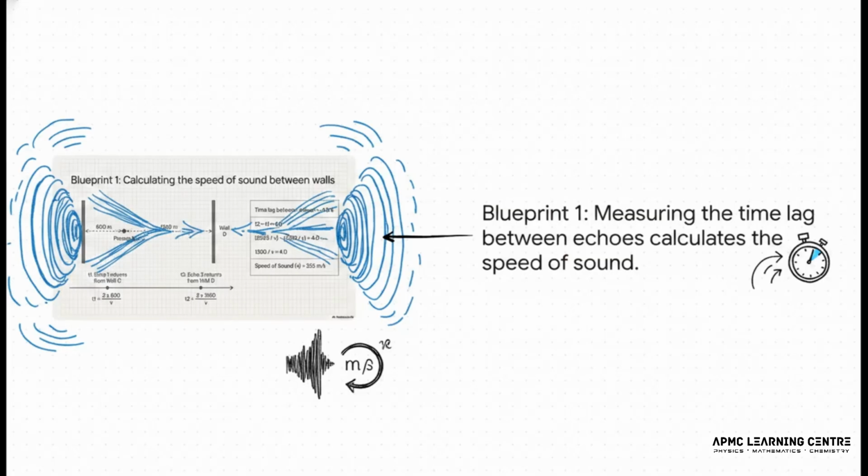All right, let's put this formula to work. In our first blueprint, we're in a place where we already know the distances. So by sending out a sound and timing the delay between the echoes, we can actually work backwards to solve for the one thing we don't know, the speed of sound itself. And in this example, it works out to 325 meters per second.